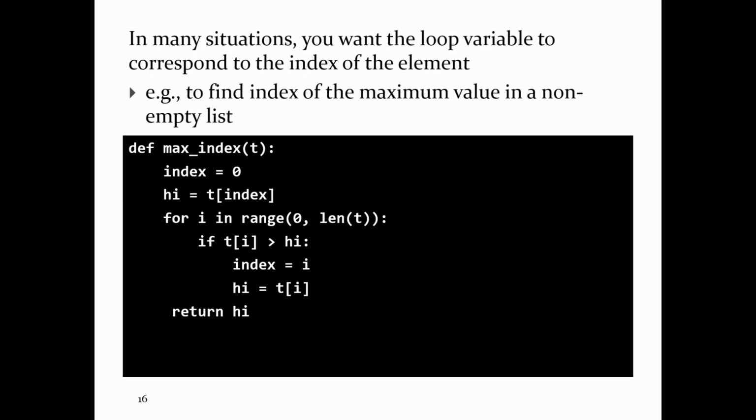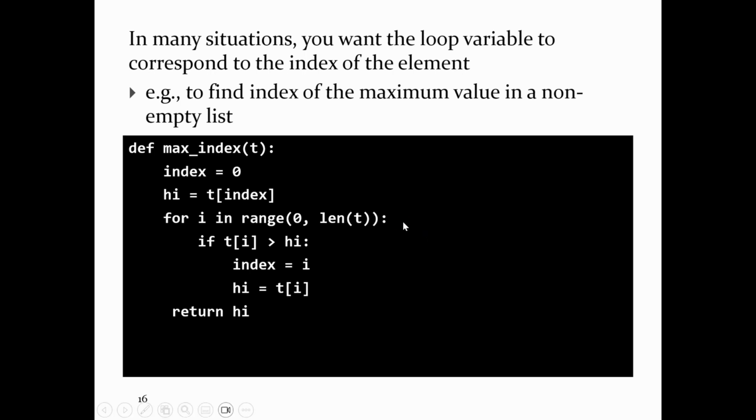That range object knows how to count from 0, 1, 2, 3, 4, 5, up to the length of t minus 1. And that's actually what's happening here. That's not a function call, even though it sort of looks like one. Now inside the loop, I can use I. I is just an index, so 0, 1, 2, 3, 4, 5. And I can write my max index function this way.